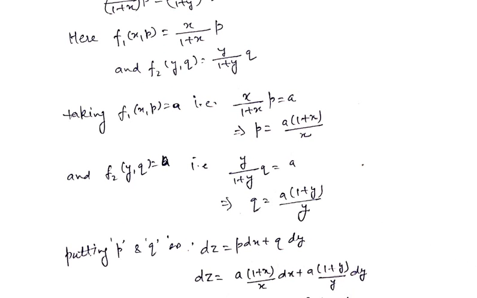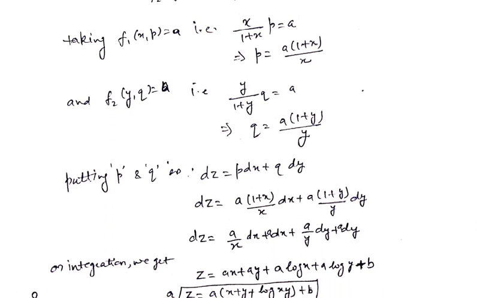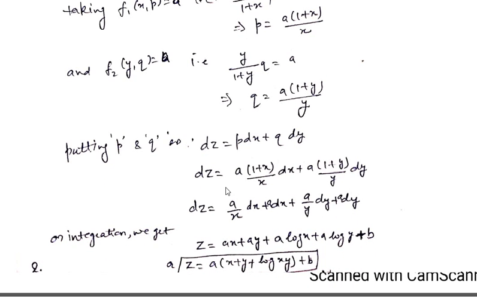Now we will put these values in the equation dz = p dx + q dy. After putting we get dz = a(1 + x)/x dx + a(1 + y)/y dy. Now we will separate these terms, we get a/x dx, a dx, a/y dy, and the fourth term is a dy. Now we will integrate this equation, we get z = ax, it gives ay, it gives a log x, and this gives us a log y.